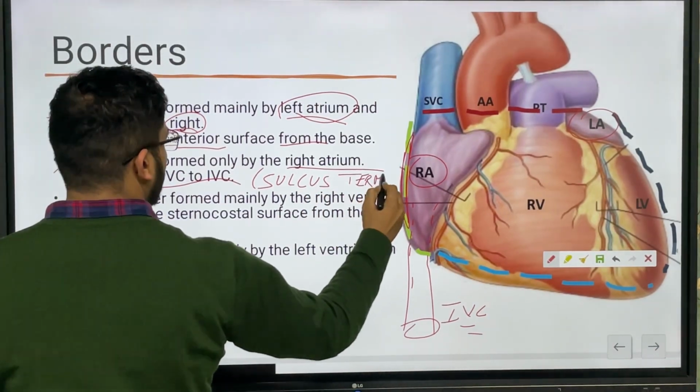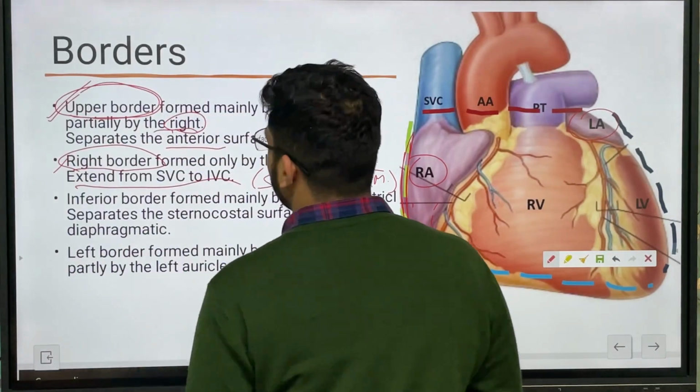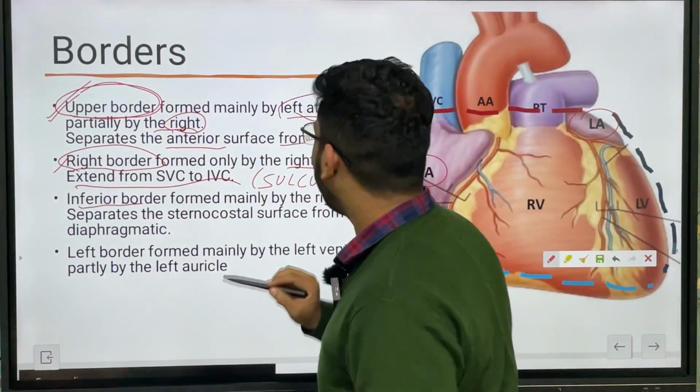Sulcus terminalis. So the right border is your sulcus terminalis. Next one is your inferior border.